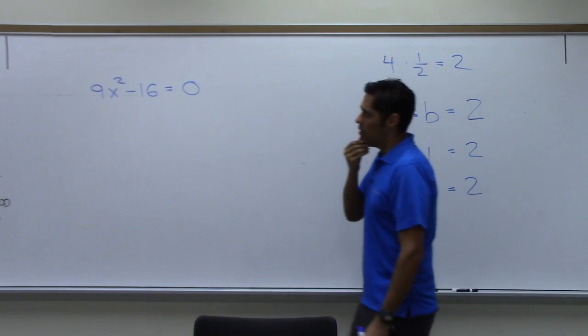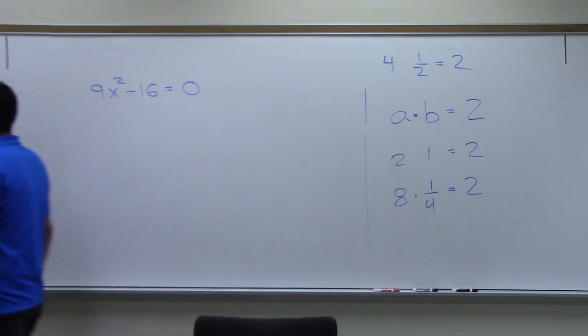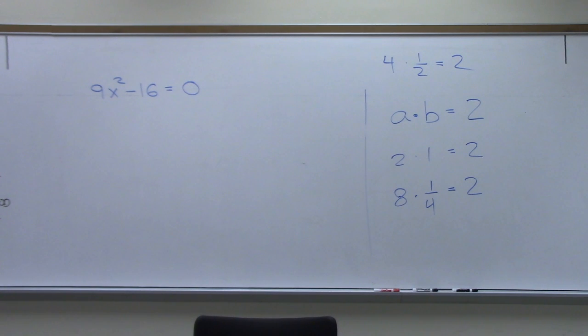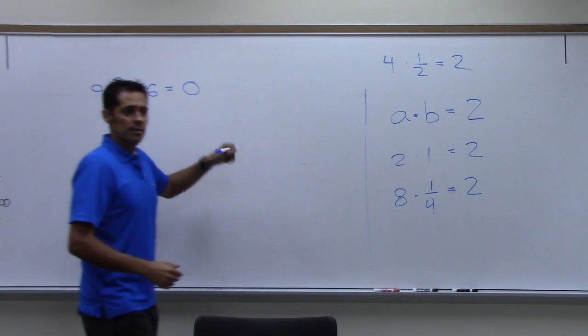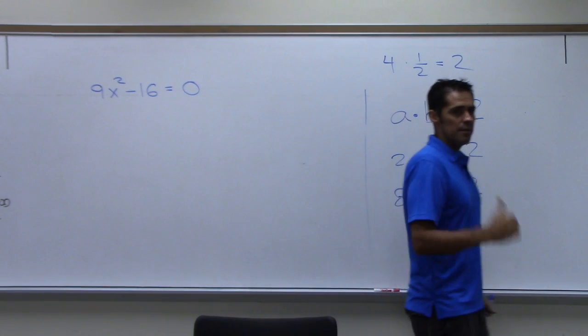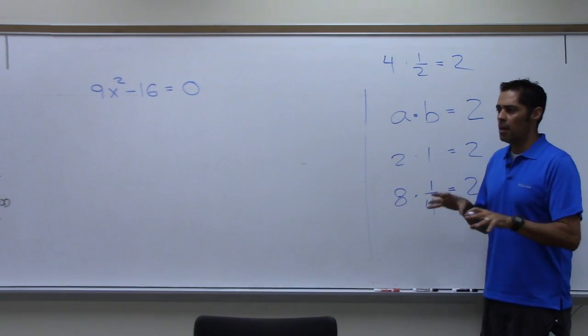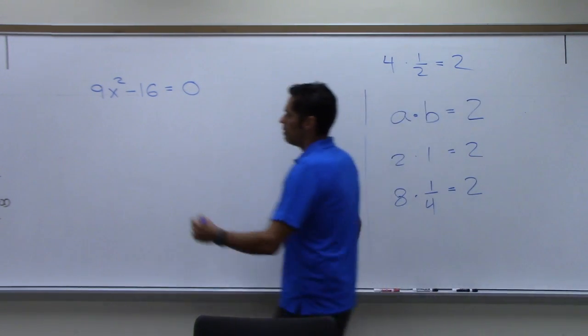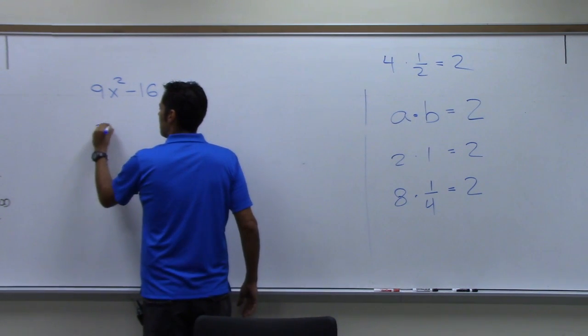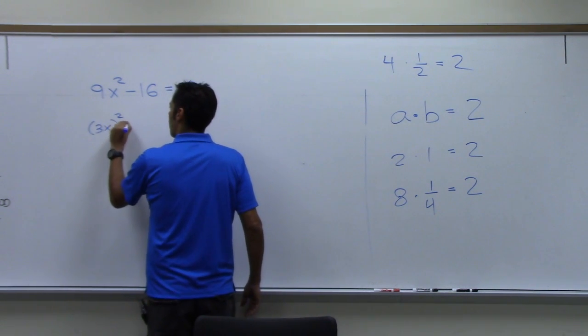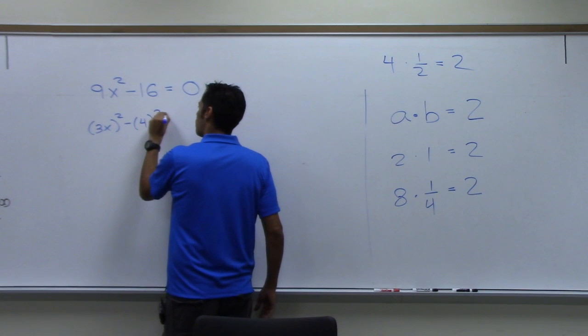Does anyone know how we would attack this? GCF, do you have a GCF on the left side? No? How many terms? 2. Okay, special formula? Difference of squares, that's all we've got. Is that a difference of squares? Is it something squared minus something squared? Isn't this 3x squared minus 4 squared?